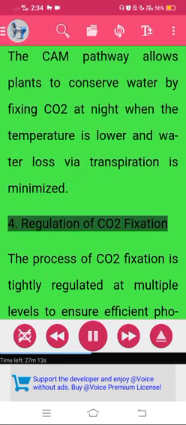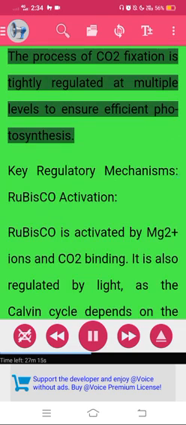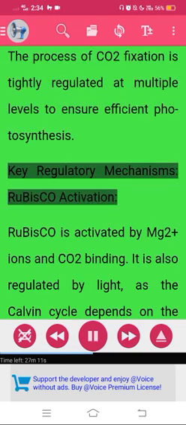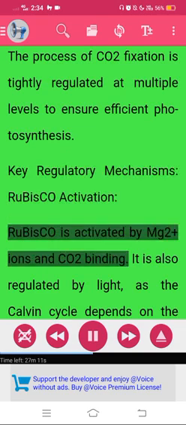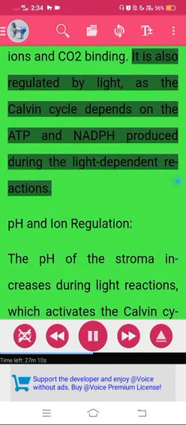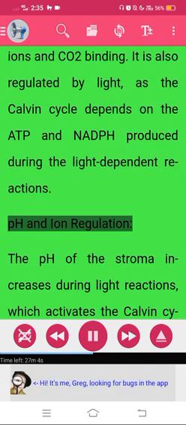4. Regulation of CO2 fixation. The process of CO2 fixation is tightly regulated at multiple levels to ensure efficient photosynthesis. Key regulatory mechanisms. Rubisco activation. Rubisco is activated by Mg2+ ions and CO2 binding. It is also regulated by light, as the Calvin cycle depends on the ATP and NADPH produced during the light-dependent reactions. pH and ion regulation.